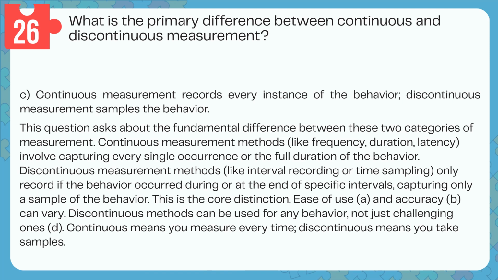Ease of use, A, and accuracy, B, can vary. Discontinuous methods can be used for any behavior, not just challenging ones. D, continuous means you measure every time. Discontinuous means you take samples.